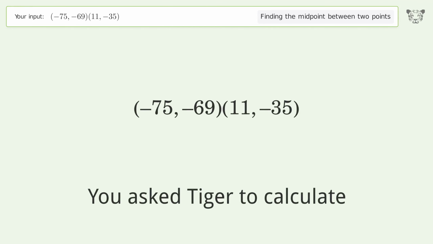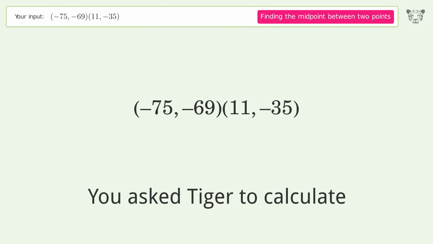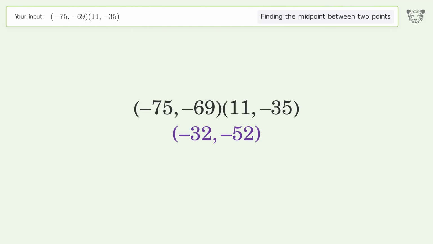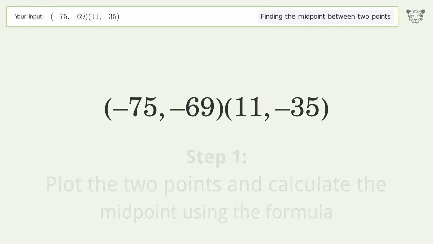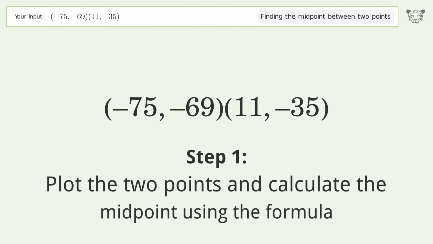You ask Tiger to calculate. This deals with finding the midpoint between 2 points. The midpoint between the 2 points is (-32, -52). Let's solve it step by step. Plot the 2 points and calculate the midpoint using the formula.